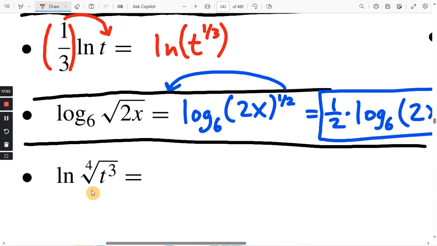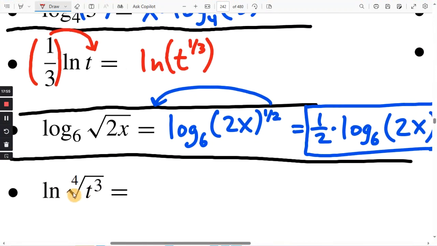All right, here, once again, this needs to be converted into a fractional exponent. So we have ln, and we have the t, and the exponent on the t is a 3. That goes in the numerator. And the root of 4 goes in the denominator. So it's ln of t to the 3/4. I'll use parentheses right here. And now we're in business.